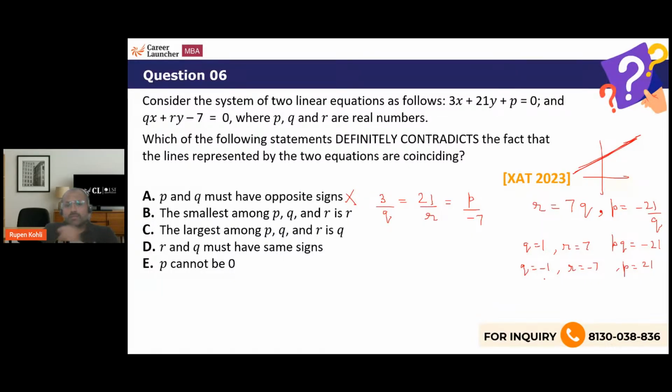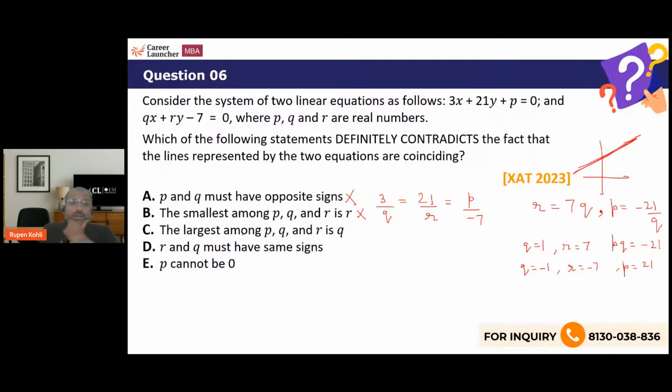Or in simple terms, if this statement is true, then it is not definitely contradicting the given fact, right? So this is a kind of dicey statement. This is therefore not definitely contradicting the given fact, right? So this is also not my option. Come to the third option.